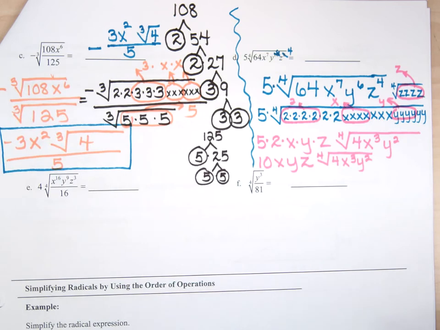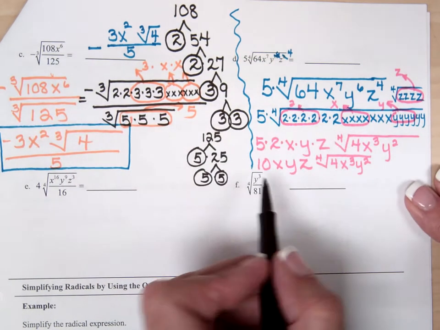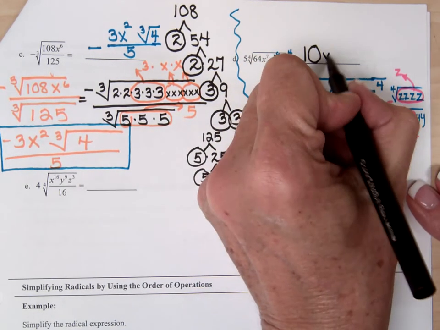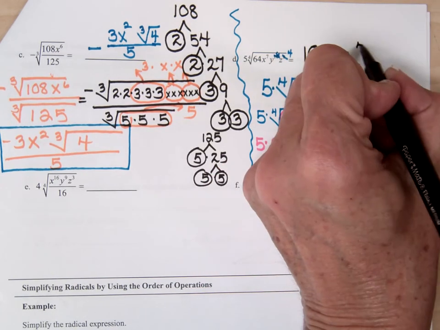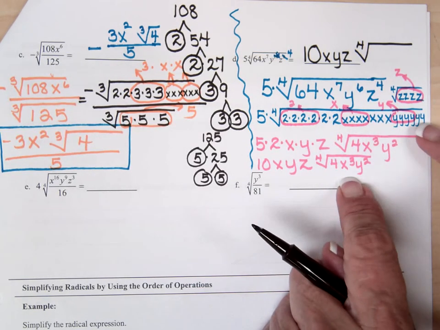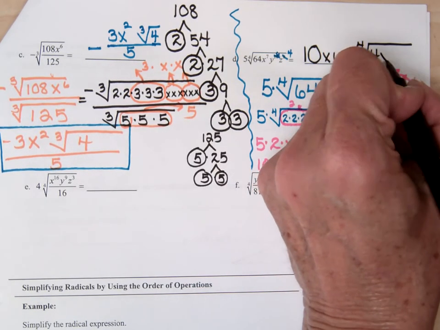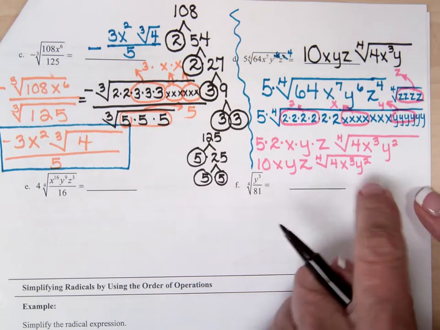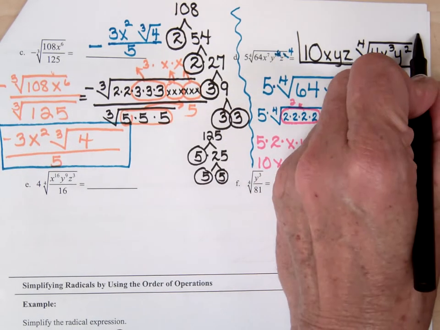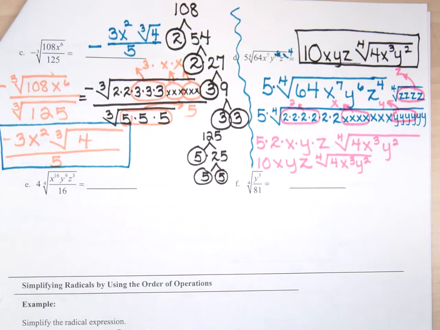So let's go ahead and put that up in our answer blank. So 10xyz, 4th root, 4, 3 x's were left underneath, and 2 y's. So 4x cubed, y squared. And that would be your answer. Like I said, I put 3 of those on your test, so practice. Everybody thinks they're really fun by the time we take the test, and they are really fun. They're easy. You just kind of have to get the hang of it.